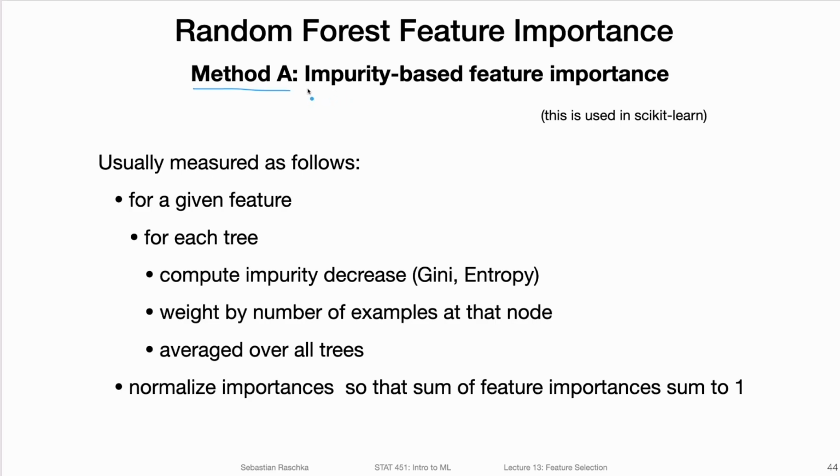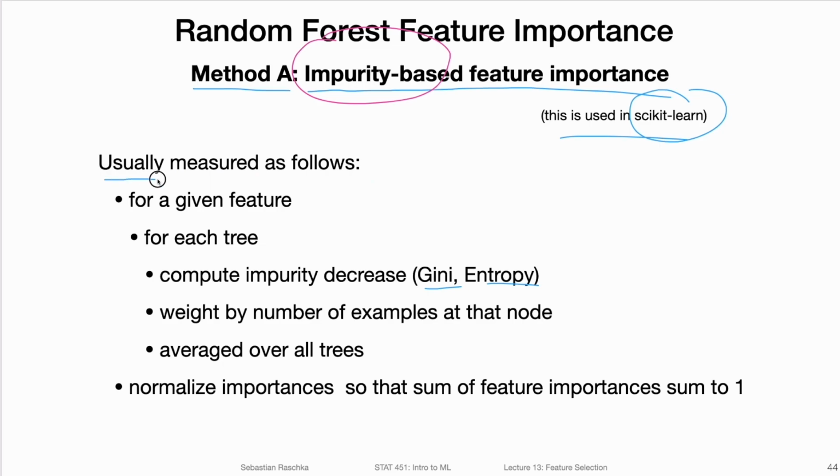First, let's talk about method A, impurity-based feature importance. This is the one, as far as I know, that is also used in scikit-learn when we compute the feature importances, as I've shown you in the previous slides. And as far as I know, this is also one of the most popular ways of computing the feature importance in random forests, but it may just be because most people actually use scikit-learn. So how does the impurity-based feature importance work? Like the name implies, it's based on an impurity measure like Gini or entropy. It doesn't matter which one you use, it works the same way for both.